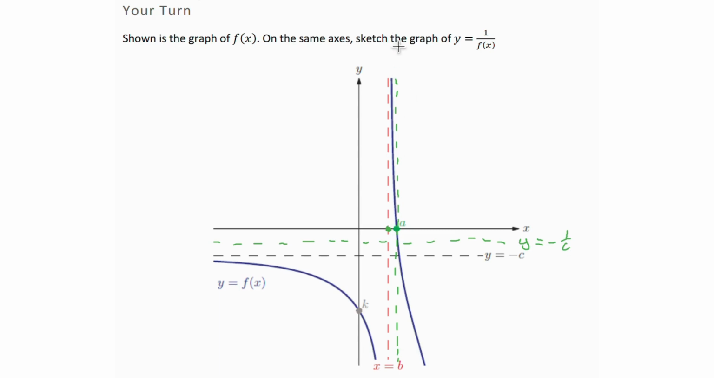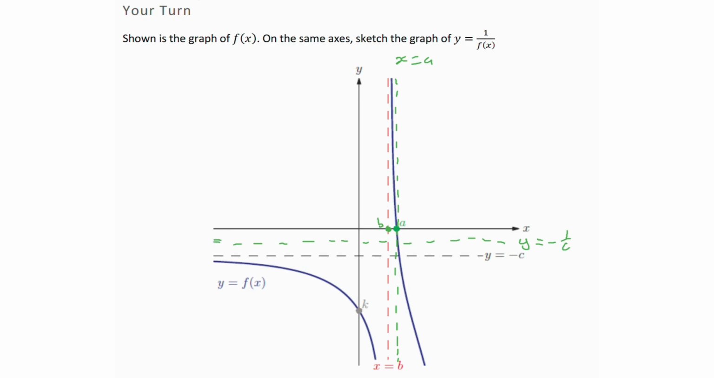I should label these. This asymptote is going to be at x equals a, and this point here is now at b. So given that this graph has to get closer and closer to this asymptote and go through that root, think about what's happening here. Here it is getting closer and closer to the minus c value. So it still needs to be getting closer and closer to the minus 1 over c value.